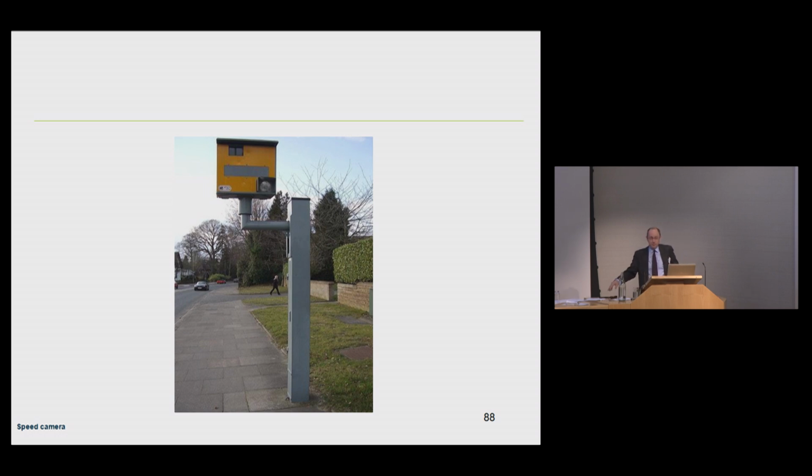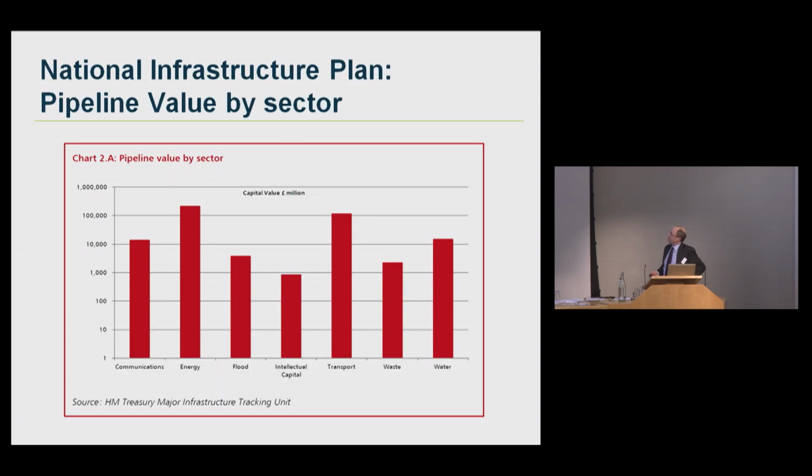Now, there are other ways in which we make numpties of ourselves. Statistical presentation is not easy. It requires very, very careful thought and dedication to getting the right message across. Silly to pretend that we can do statistical presentation without an intent to get a message across. Statistics are about communication, but we need to think very, very carefully about how we do it. Here is a recent example. National Infrastructure Plan, pipeline value by sector: communications, energy, flood, intellectual capital, transport, waste, water.